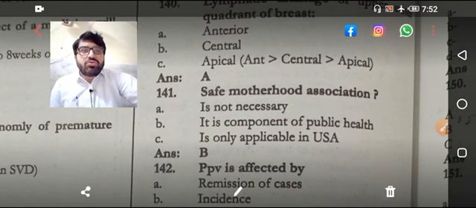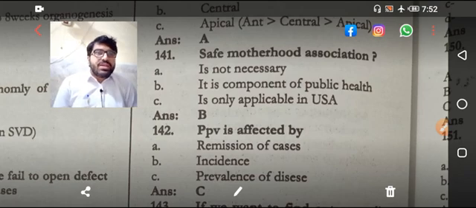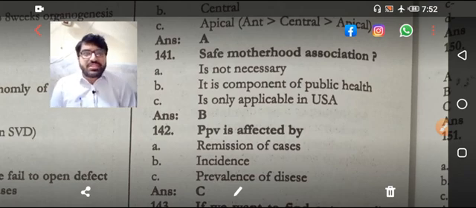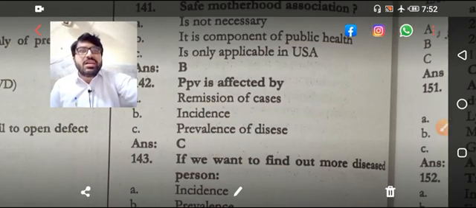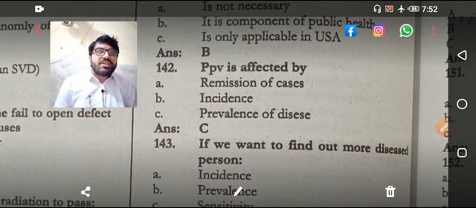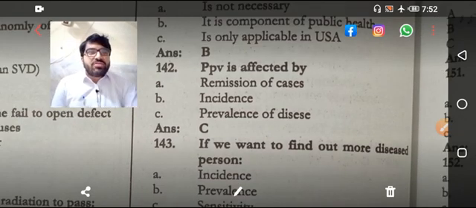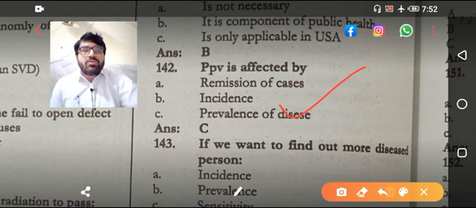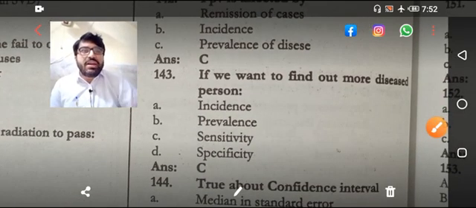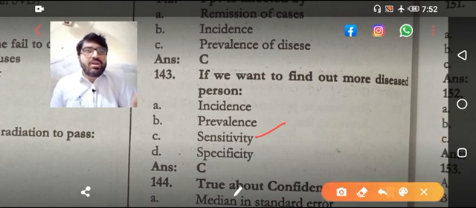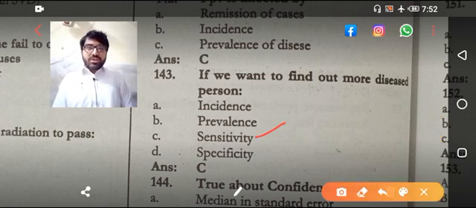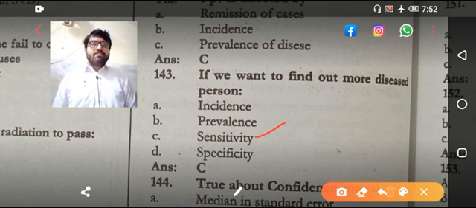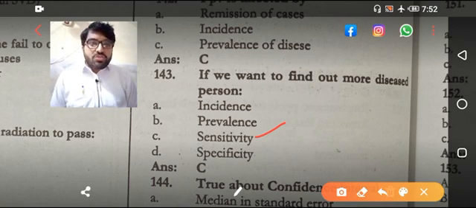Safe motherhood association with B, it is a component of public health measure. Yes, it is related with community medicine. The PPV, that is the positive predictive value, is affected by prevalence of disease. So on community medicine I will make another series of videos. If you want to find out more disease, the answer is sensitivity. More diseased person. So if you are talking about more diseased person, sensitivity.